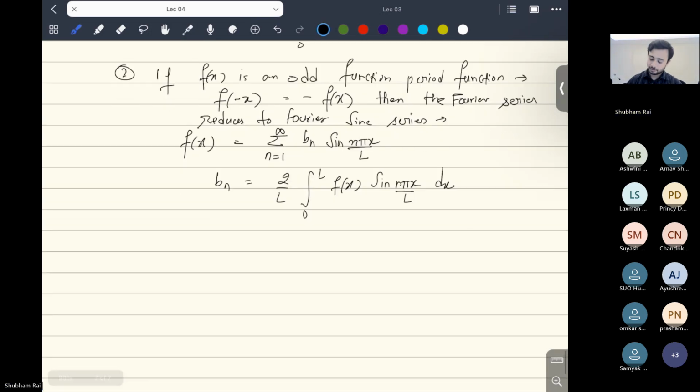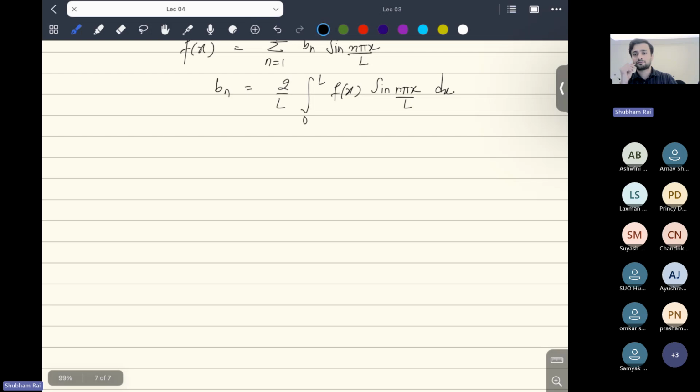So in the next class, we are going to start with the Fourier integral, and we will deal with non-periodic functions as well. As of now, we have only dealt with periodic functions, but in the next class, we will continue with non-periodic functions as well. Okay, so we'll stop here for today.